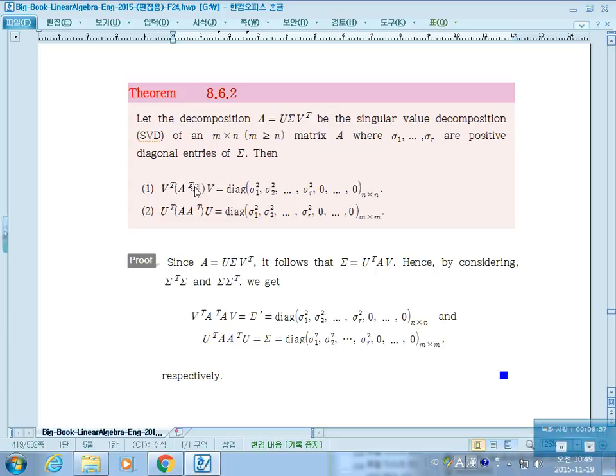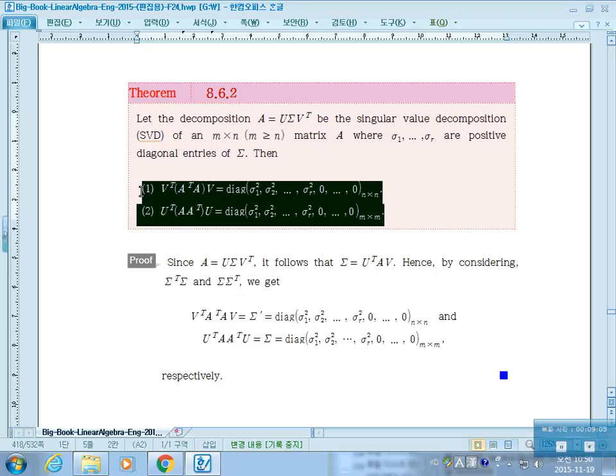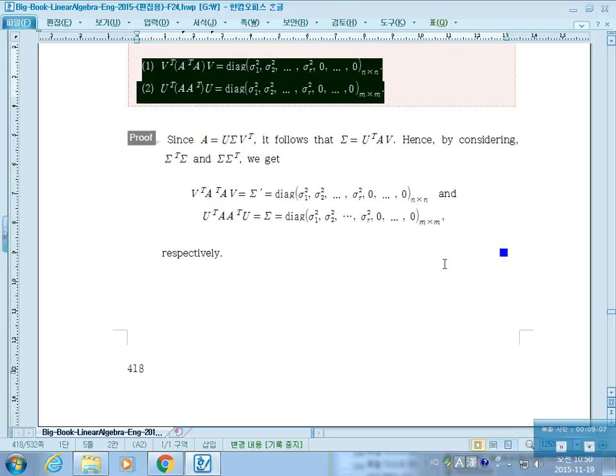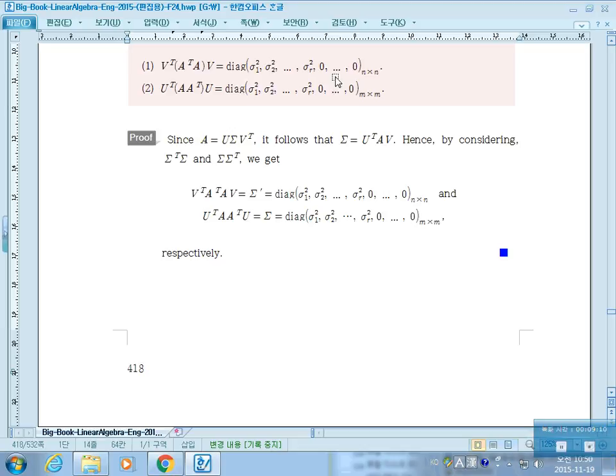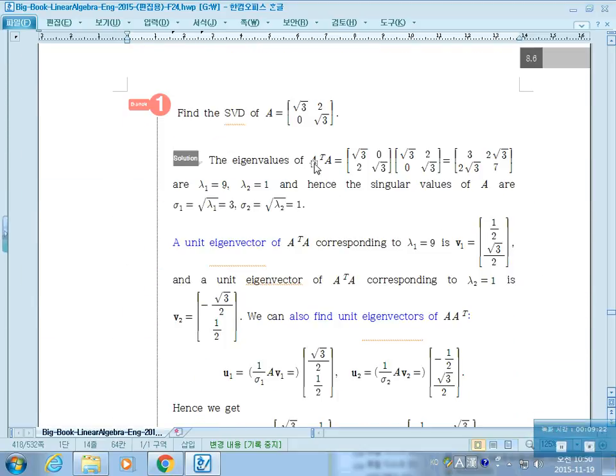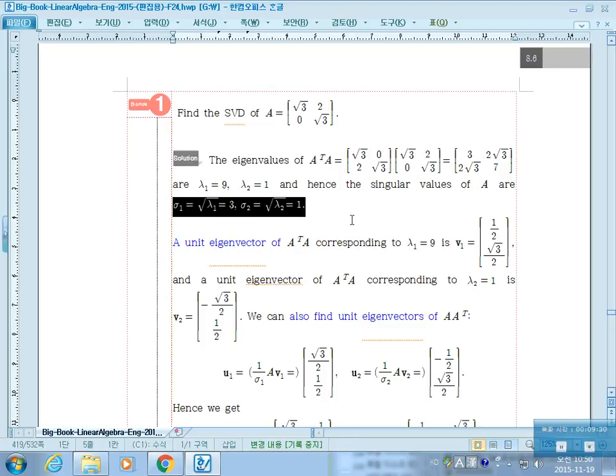These are the eigenvalues of A transpose A and A A transpose, and the eigenvalues are exactly the same, except for the number of zeros. The only differences are the number of zeros in the set of eigenvalues of these two matrices of different sizes. Anyway, we find A transpose A, then find the eigenvalues, then take the square root. Then we have the singular values of A, which are 3 and 1.